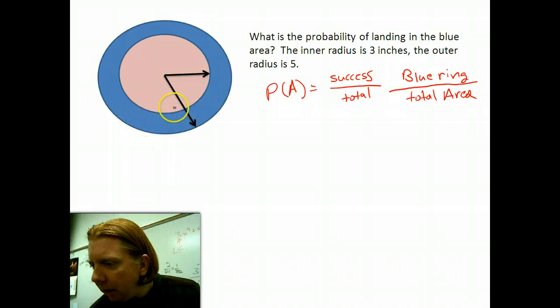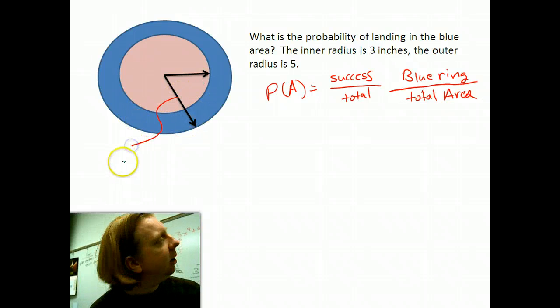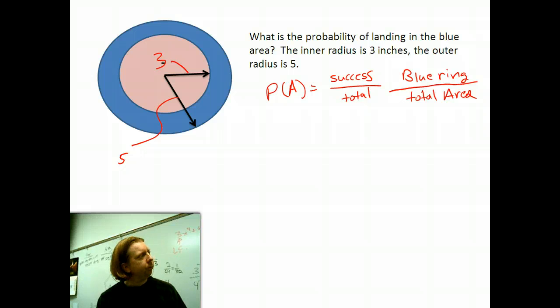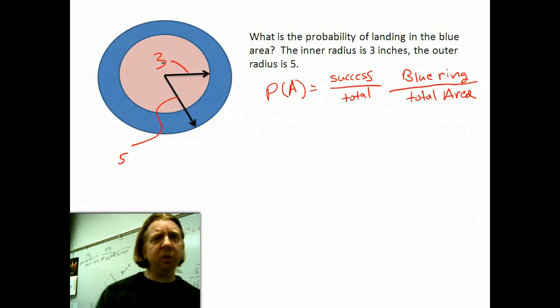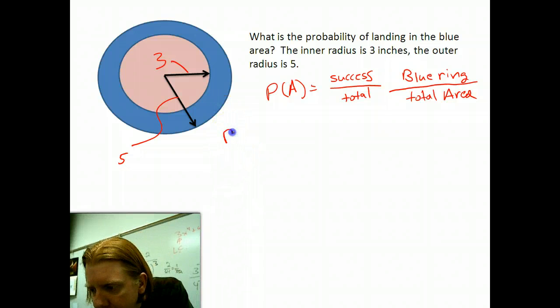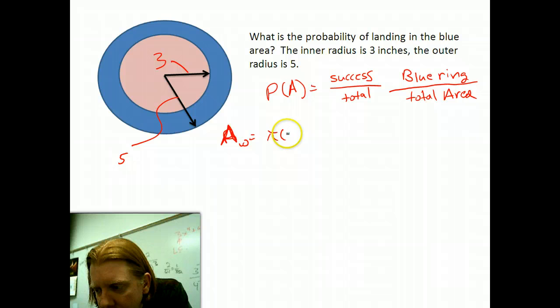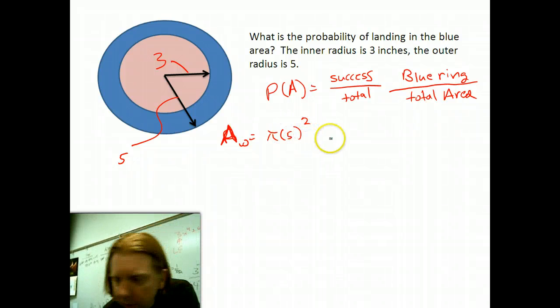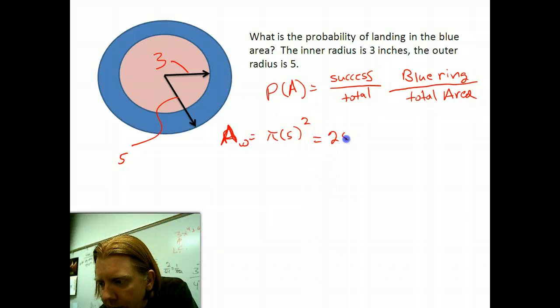Let's see, it says the outer radius, that's this radius here, is 5 units. The inner radius, that's this radius, is 3. I'm going to leave my answers in terms of pi to keep the math simple. Let's do area. Area of the whole target is going to be pi times the radius squared, right? So that's going to be 25 pi.